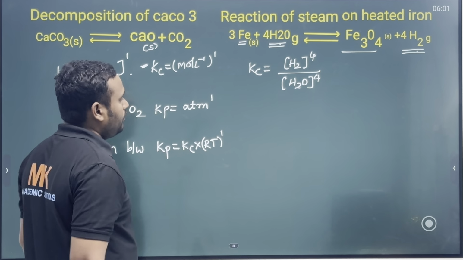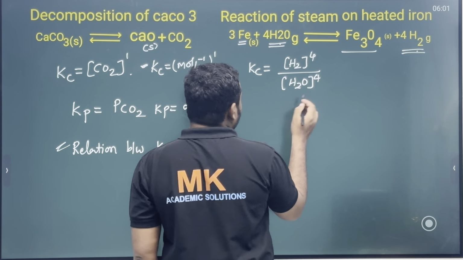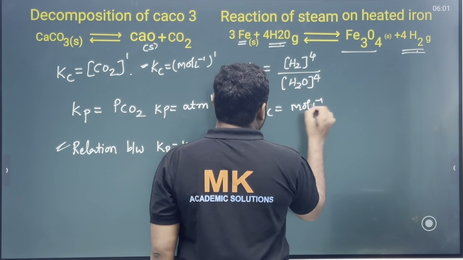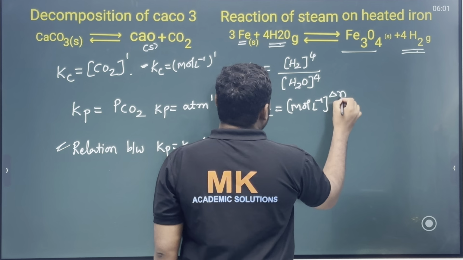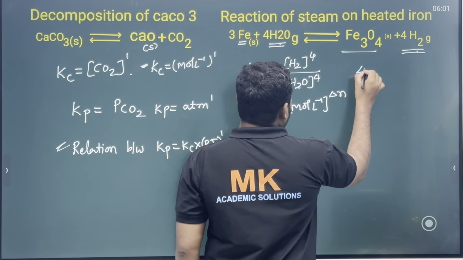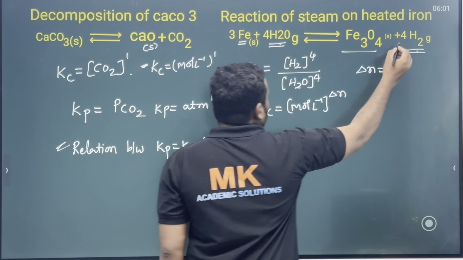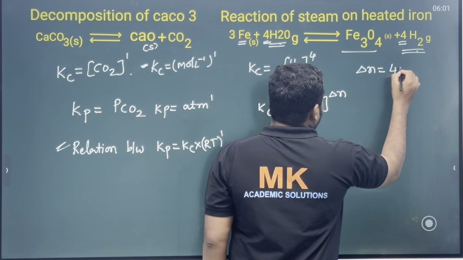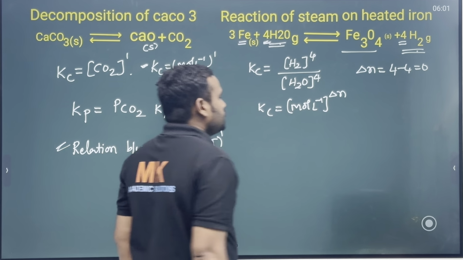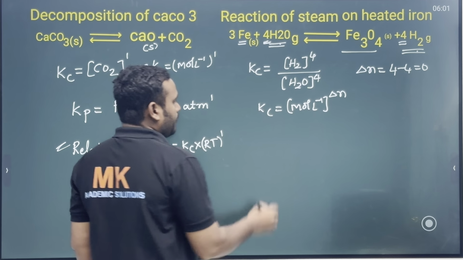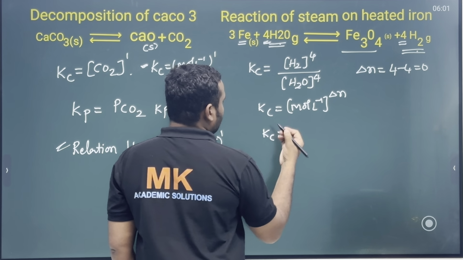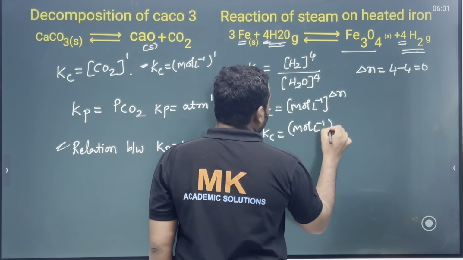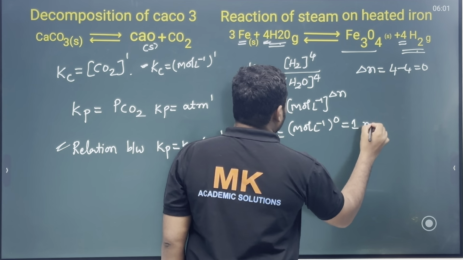Now what are the units of Kc here? Kc is equal to moles per liter to the power delta n. So what is the delta n value? Here delta n is equal to the number of moles of gaseous products, 4, minus 4, which is equal to 0. Therefore Kc is equal to moles per liter to the power 0, that is equal to 1, meaning no units.